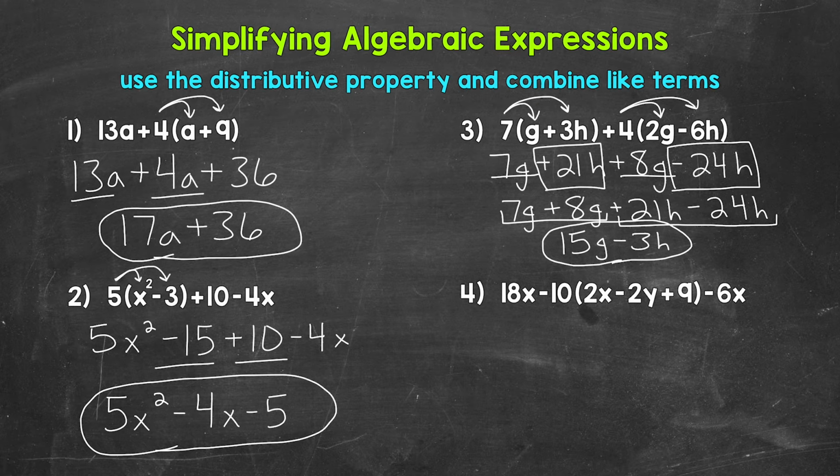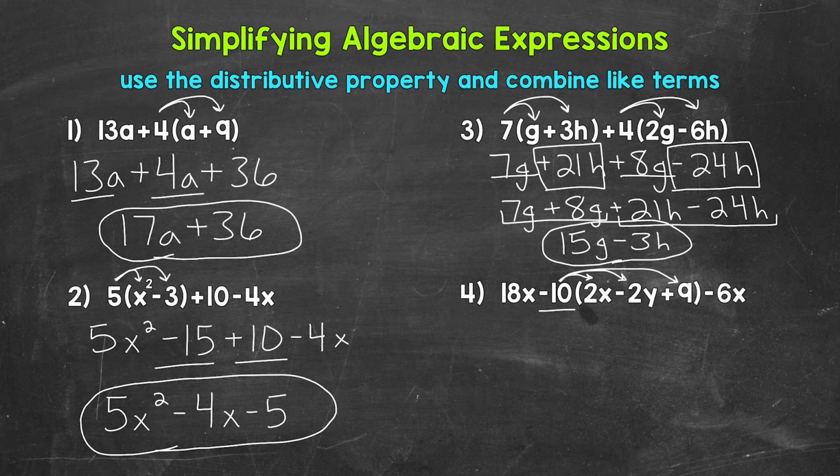Lastly, let's move on to number 4, where we have 18x minus 10 times the quantity 2x minus 2y plus 9, minus 6x. Let's start by using the distributive property to remove the parentheses. We're going to distribute negative 10. We take the sign that's in front, so this is negative 10.